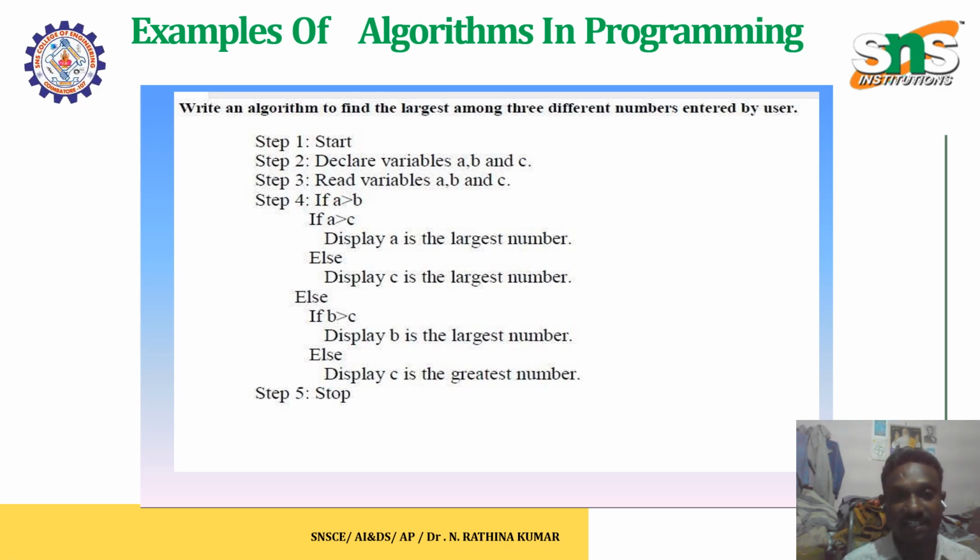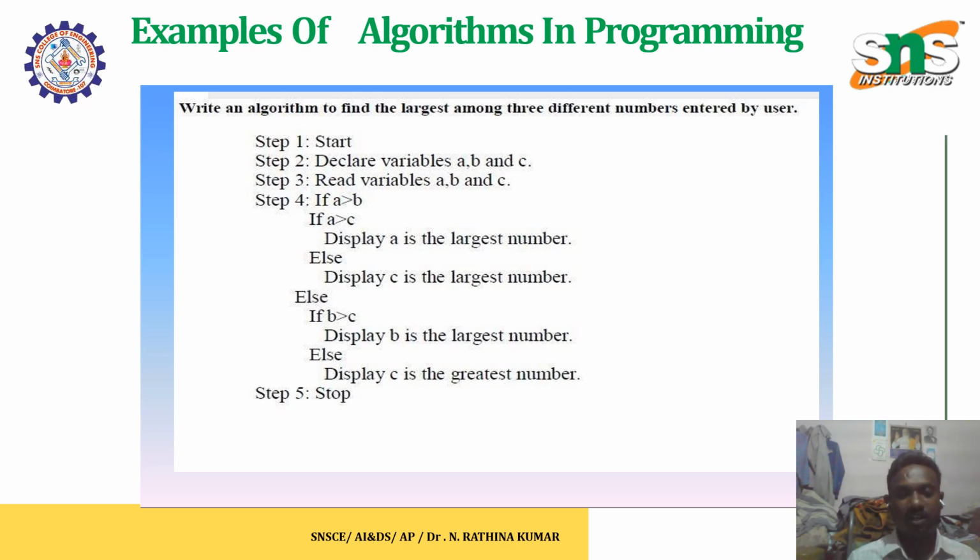If A is greater, then it checks if A is greater than C. Yes, if A's value is greater than both B and C, we obviously know A is the largest number. Else C is the largest number. Otherwise, we check whether B is greater than C. If yes, display B is the largest number. Otherwise, we obviously know C is the greatest number among all three values. Then finally stop the program.